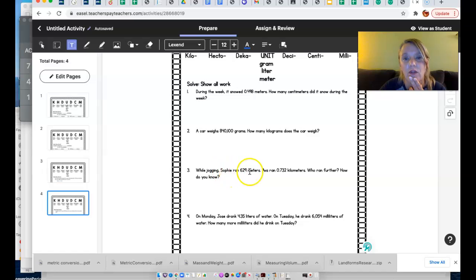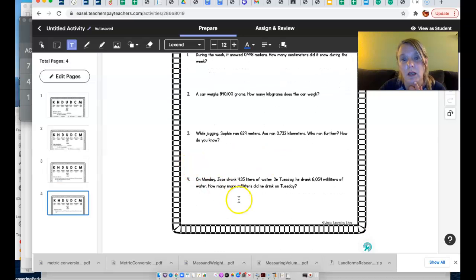While jogging, Sophie ran 629 meters. Ava ran 0.732 kilometers. Who ran farther? Okay, so you're just going to have to make these into the same unit. So you can either keep Ava's kilometers like this and transfer this into kilometers to see which number is bigger, or you can make this into meters and see which number is bigger.